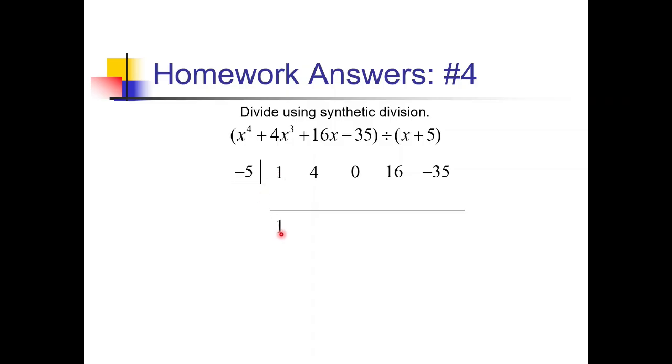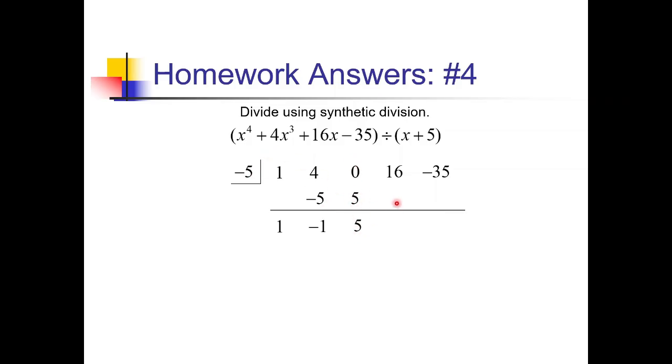1 is coming down here. Then we have negative 5 times this bottom row. So negative 5 times 1 is negative 5. And then we'll add these top two rows. 4 plus negative 5 is negative 1. Negative 5 times negative 1 is 5. 0 plus 5 is 5.